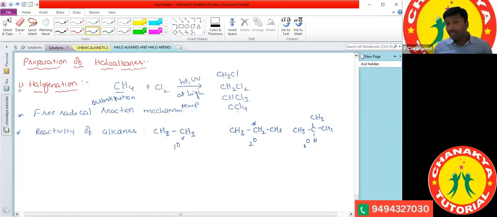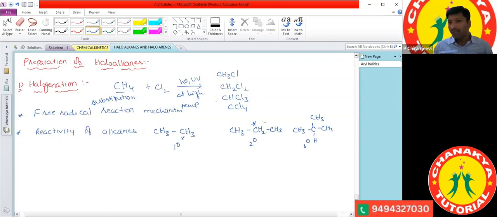In that, we are getting different products by the replacement with chlorine atoms. In the first one, one hydrogen atom is replaced by one chlorine. In the second structure, 2 hydrogen atoms are replaced by 2 chlorine atoms. In the third structure, 3 hydrogen atoms are replaced by 3 chlorine atoms. In the fourth one, 4 hydrogens are replaced by 4 chlorine atoms. That means it is a displacement reaction only. Displacement reactions are called substitution reactions.